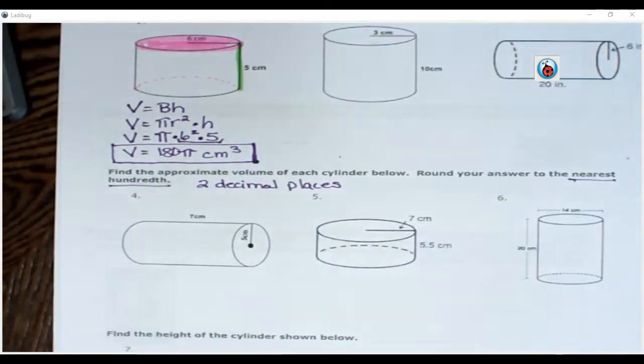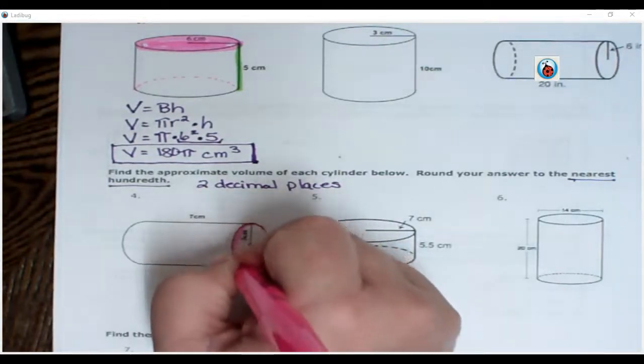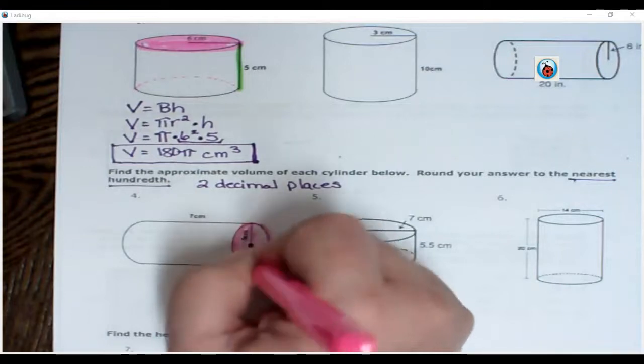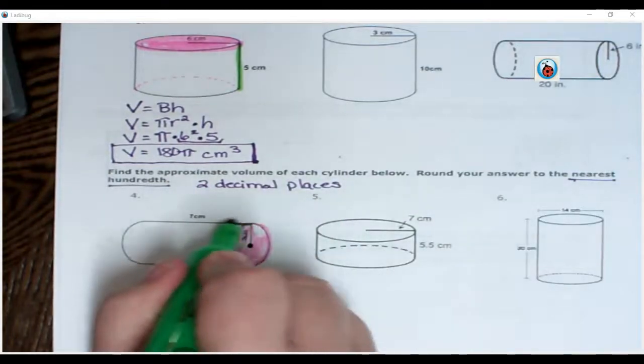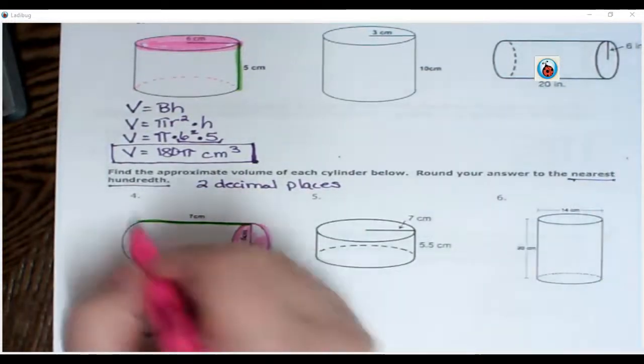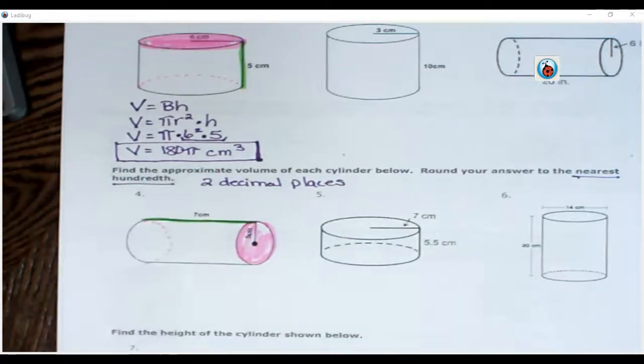Again, we have our shape, so the first thing I want to do is identify my base and my height. My base is the circular part. My height is the side between the two bases. And again, you could kind of imagine a base on the other side that we can't see.